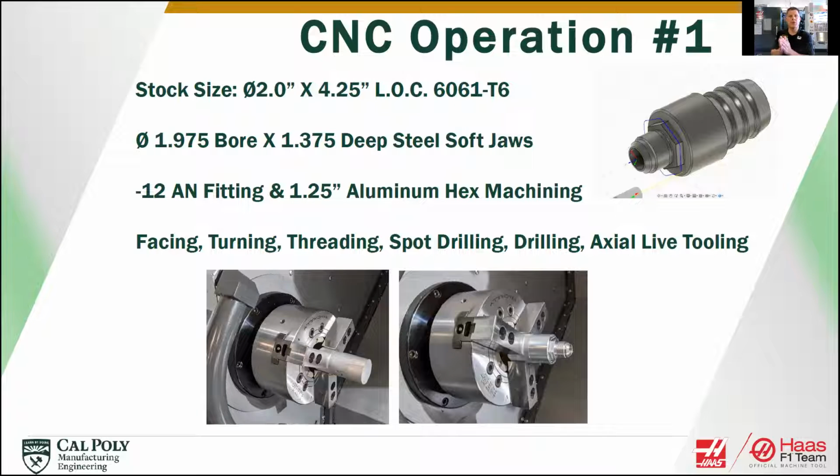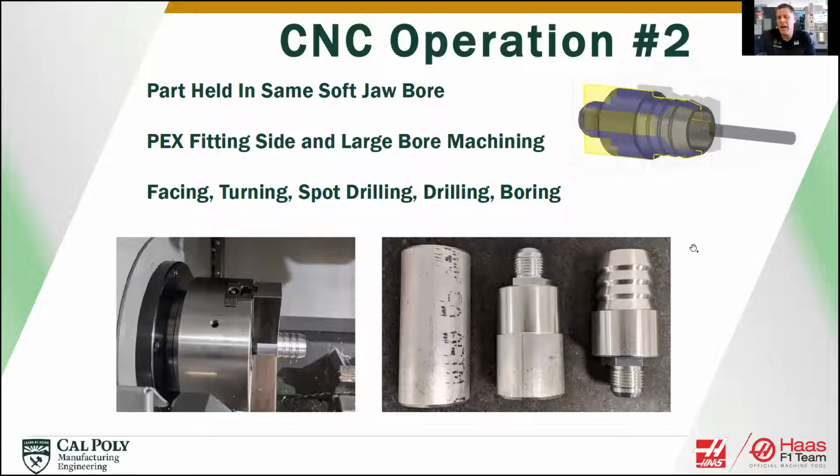So this one was a Fusion 360 project where they machined that -12 AN fitting all the way up through to the back of that 1.975 diameter. So they learned facing, turning, threading, spot drilling, and axial live tooling. And we ended up chamfering that part with a 3/8 inch bullnose end mill, and did a little 3-axis machining. Now, thanks to Tim Paul from Autodesk for coming up with that idea.